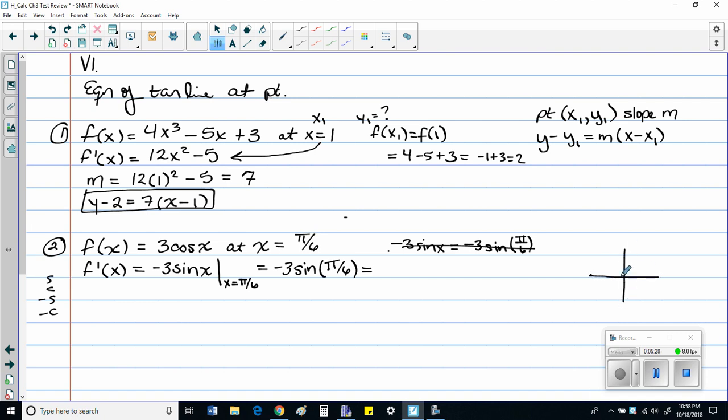All right, now pi over 6, I have to visualize it every time. So pi over 6 is the little guy, which means it's the short y. So that means it's the 1/2. All right, so then we get negative 3 times 1/2, which is negative 3/2.